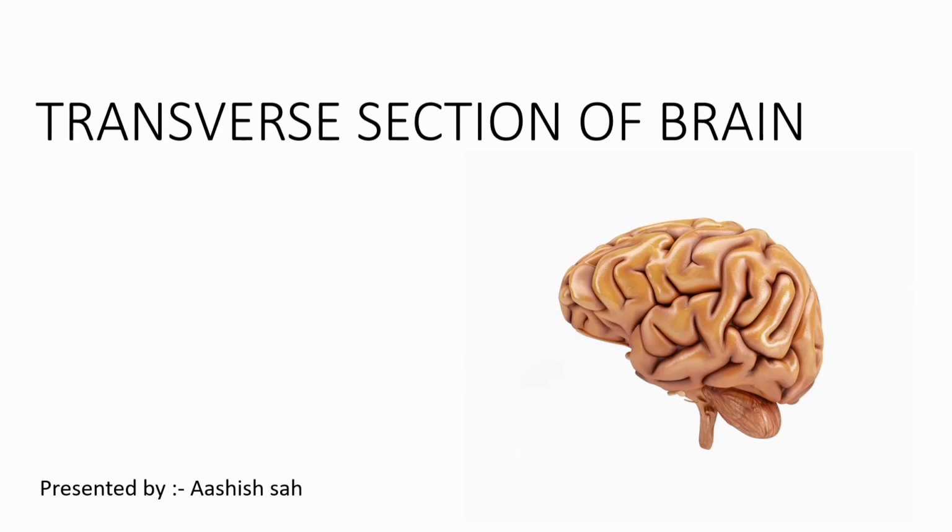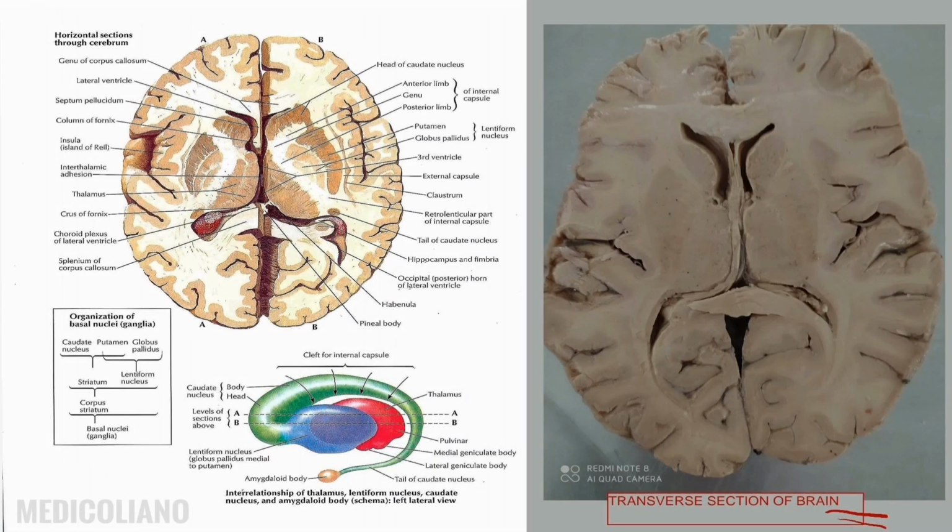In this video, we are going to talk about the transverse section of brain through the ventricular system. So this is the transverse section of brain through the ventricular system. As we know, white matter is usually concentrated towards the inner of the brain, whereas gray matter is usually concentrated towards the outer portion of the brain.